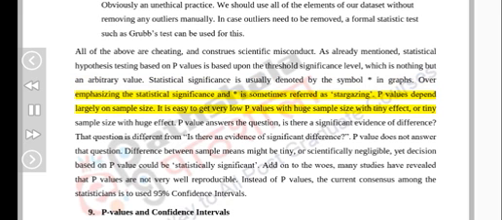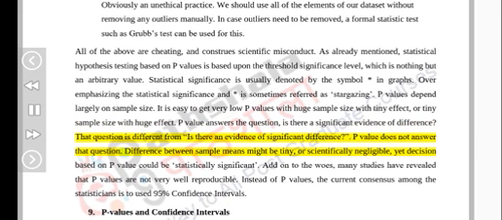P-values depend largely on sample size. It is easy to get very low p-values with a huge sample size with tiny effect, or a tiny sample size with huge effect. P-value answers the question, is there significant evidence of difference? That question is different from, is there evidence of significant difference? P-value does not answer that question.